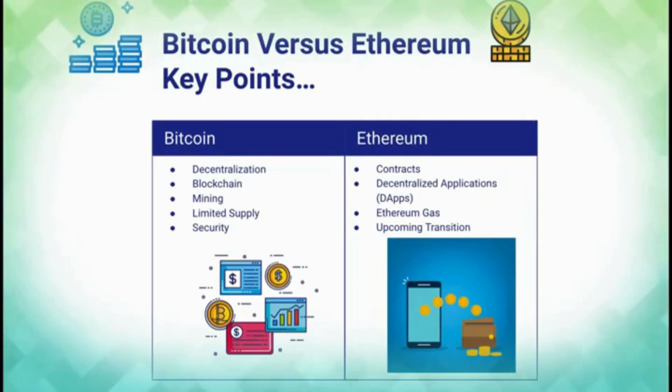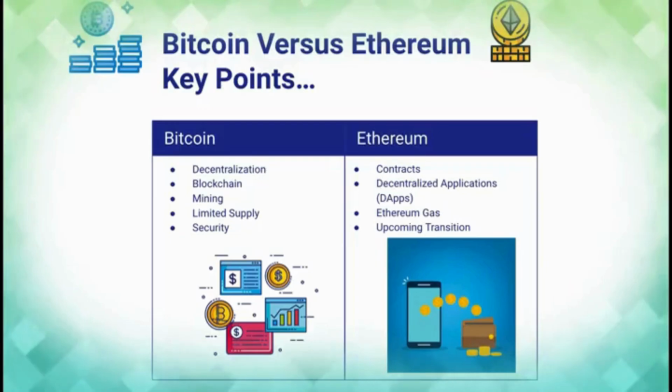Now let's move on to Ethereum. The key points to note are smart contracts. Ethereum's unique feature is the ability to create and execute smart contracts, automating complex processes without intermediaries. Decentralized applications, DApps. Ethereum hosts a wide range of DApps spanning from decentralized finance platforms to digital art marketplaces. This is interesting. Ethereum gas.